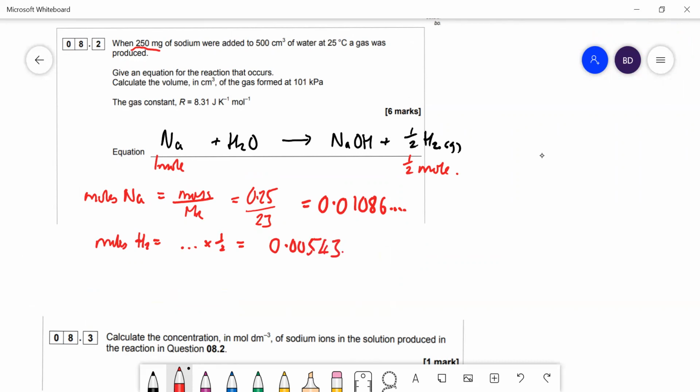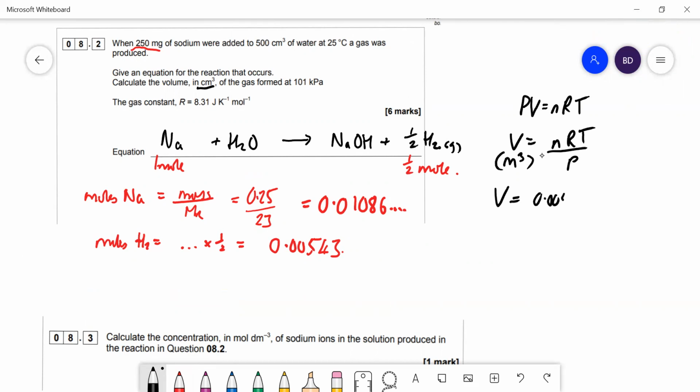Right, ideal gas equation: PV is equal to nRT. And we just have to be really careful with the units here. So this is a volume, so rearrange, we get nRT over P. Now the volume is going to be in meters cubed, and it asks us for centimeters cubed, so we're going to do the conversion at the end. The volume in meters cubed is equal to the number of moles, 0.0543, multiplied by the ideal gas constant, multiplied by the temperature, which is going to be in Kelvin. 25 degrees C, that's 298 Kelvin, so there's another thing to remember. And the pressure has got to be in pascals, not in kilopascals, so we have to do 101 multiplied by 1,000.